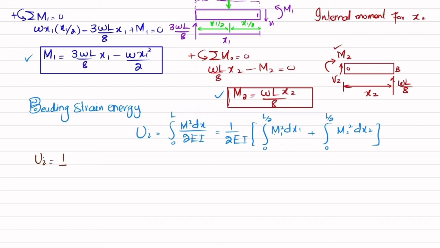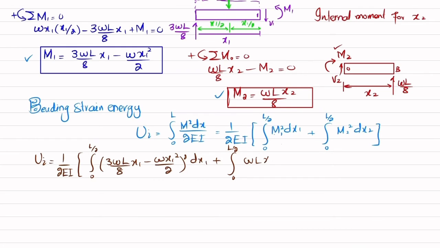Ui is equal to 1 over 2EI times the integral from 0 to L by 2, and M1 is (3wL over 8 x1 minus w x1 squared over 2) whole squared into dx1, plus the integral from 0 to L by 2, and M2 is (wL x2 over 8) whole squared into dx2.